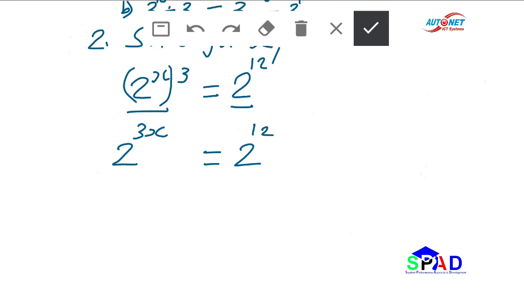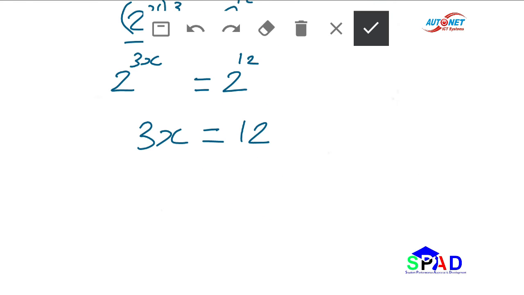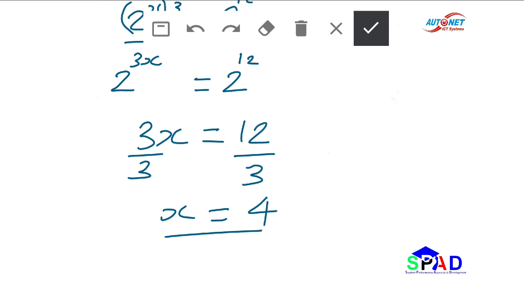Now, what happens if the bases are the same and there's an equal sign? We drop the bases and then we equate the powers. So this is going to be the same as 3x equals 12, and when we reach here we simply divide both sides by 3 to get the value of x as 4. So the value of x in that case is 4.